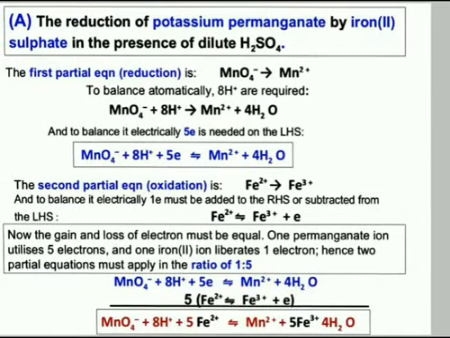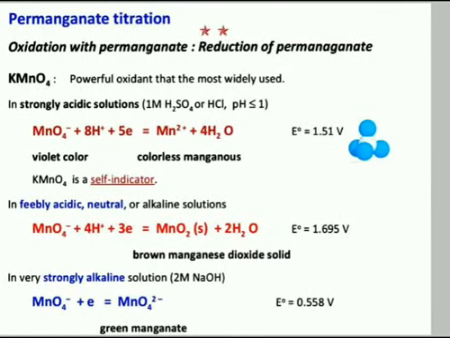So here during the oxidation and reduction, we need to identify the end point. In the permanganometric titration of Fe2+, there is oxidation with the permanganate and reduction of permanganate. KMnO4 is a powerful oxidizing agent that is most widely used in strongly acidic solution. It is present in the violet color.